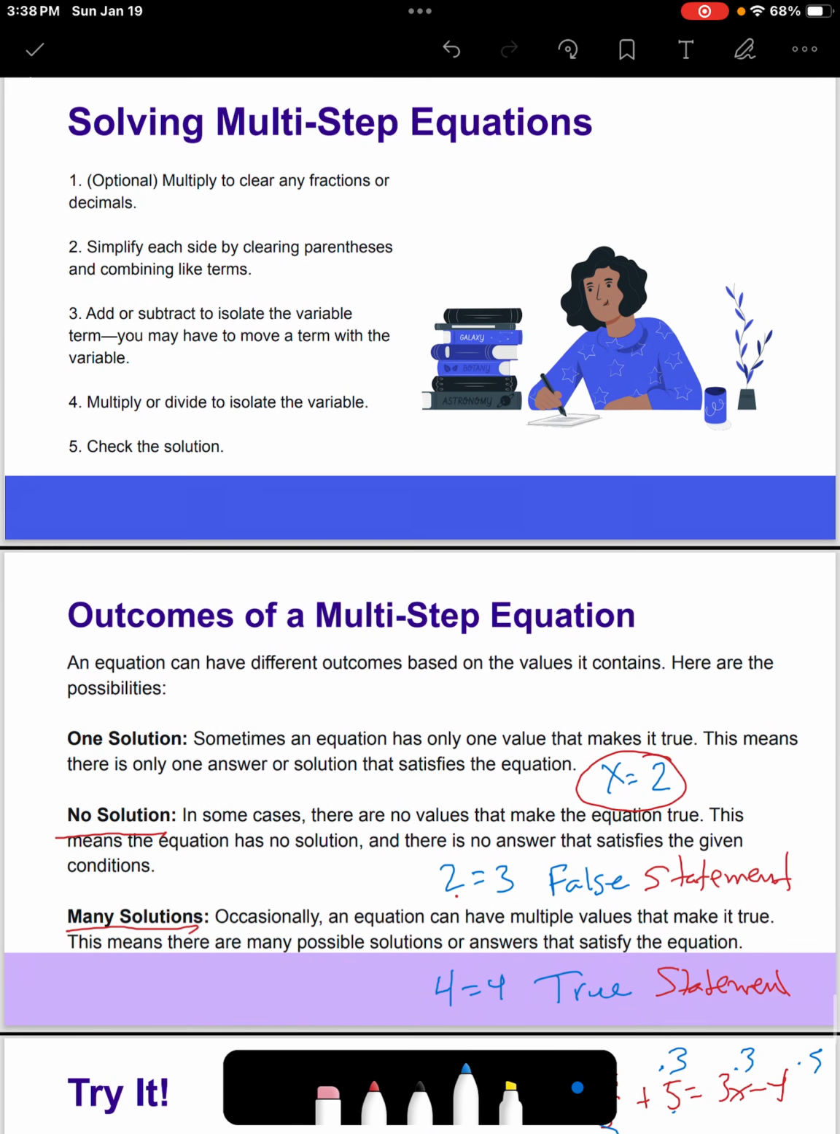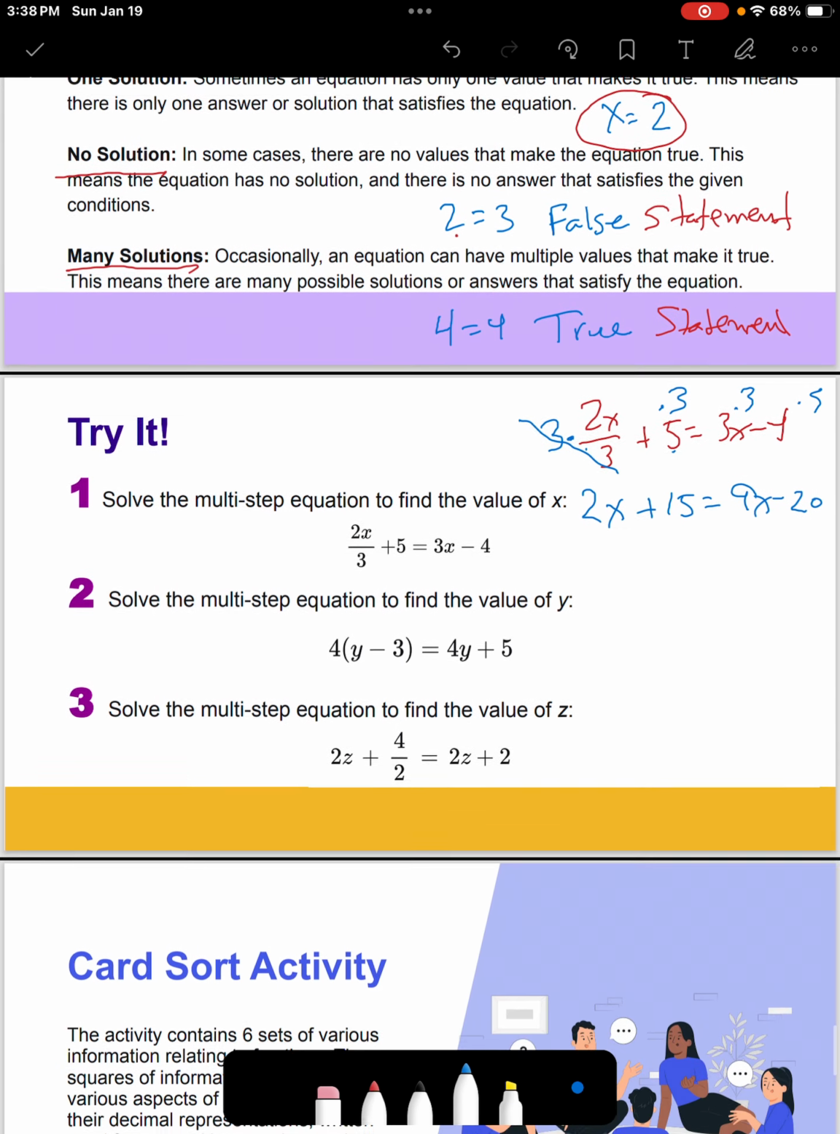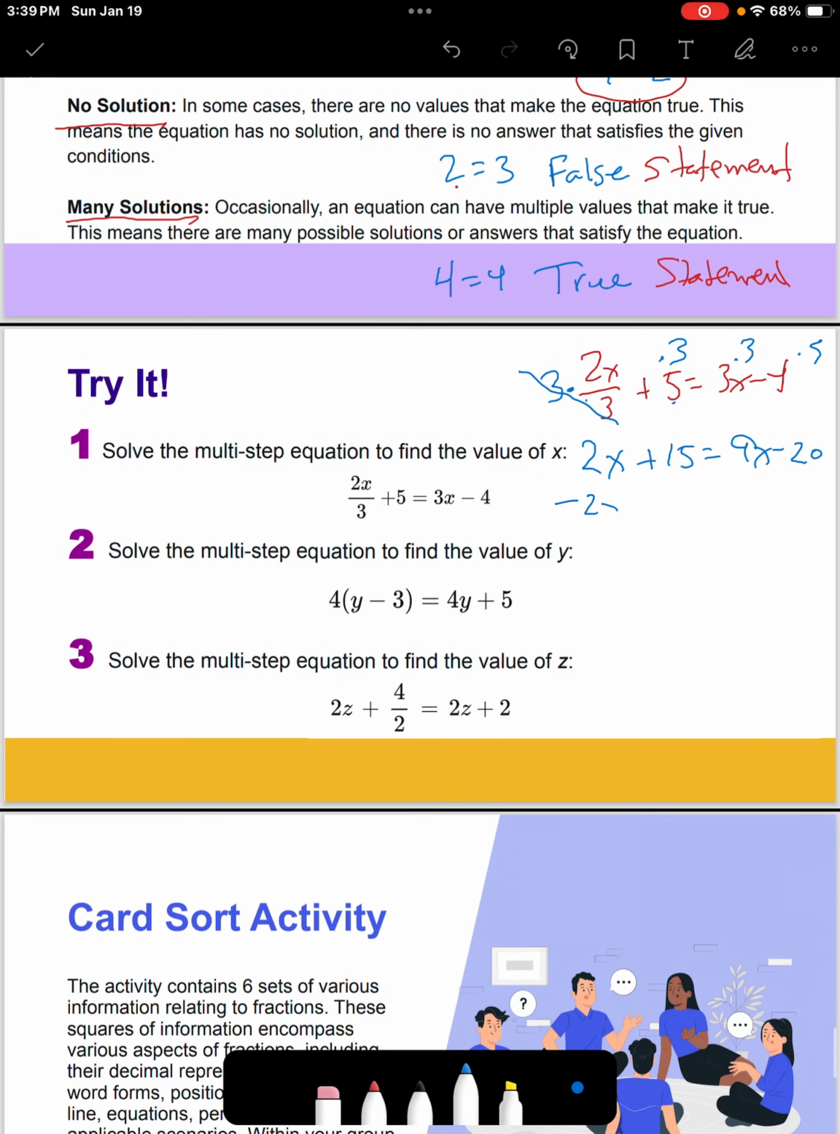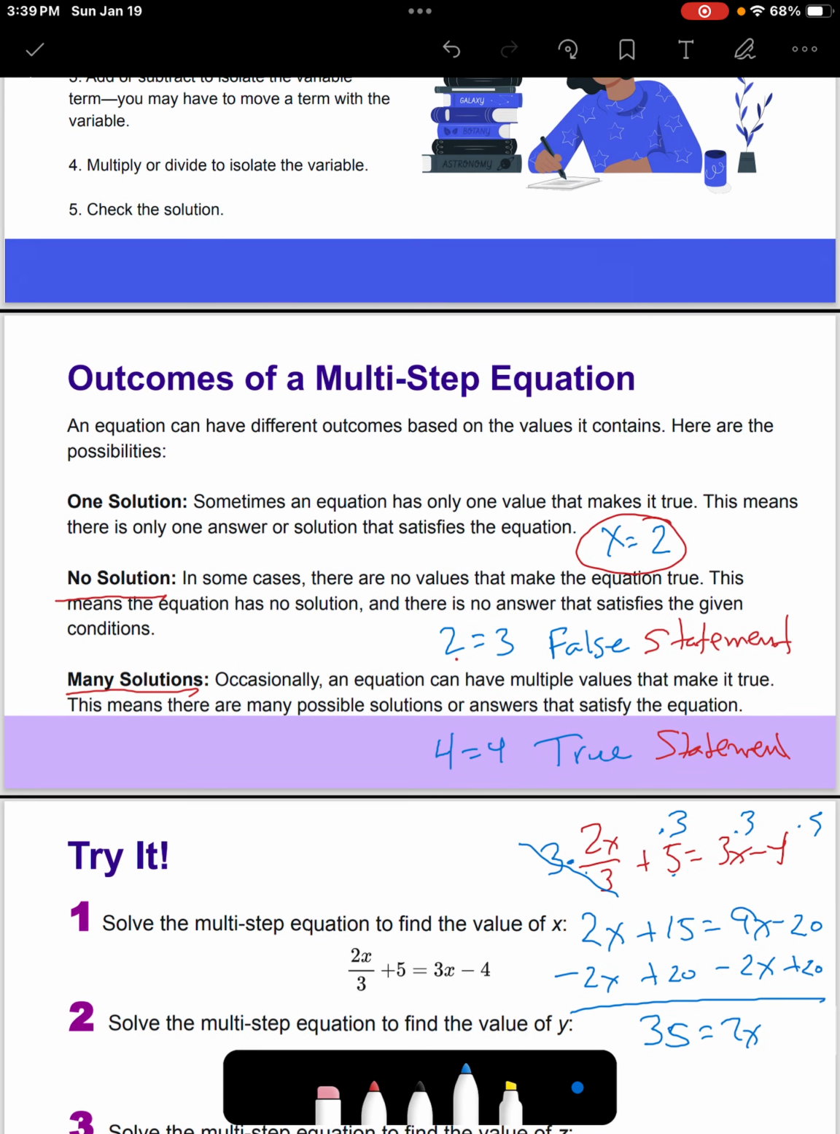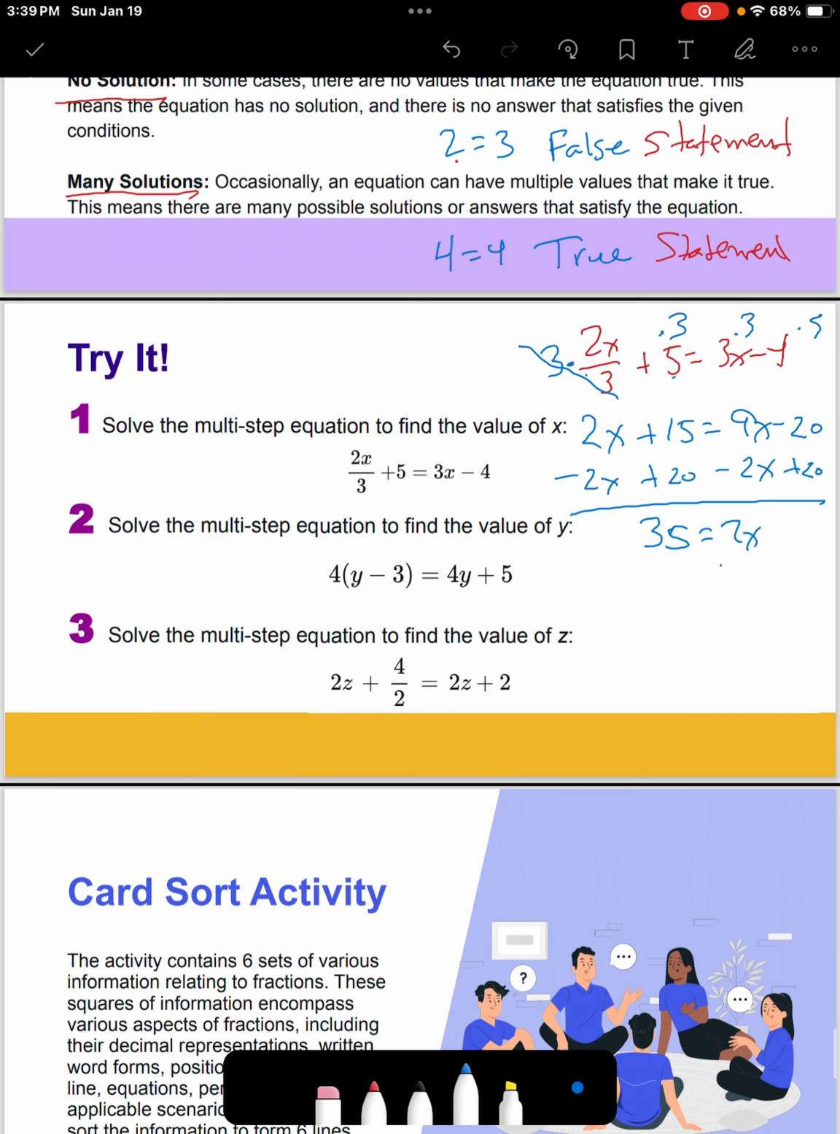Then the next step would be to simplify each side by clearing parentheses. We don't have any parentheses. Add or subtract to isolate the variable. What I'm going to do is subtract 2x on both sides. I'm going to add 20 and add 20. So now I get 35 equals 7x. Then the next step would be to divide to isolate the variable. So I'm going to divide by 7. So x equals 5. So that's how you solve an equation.